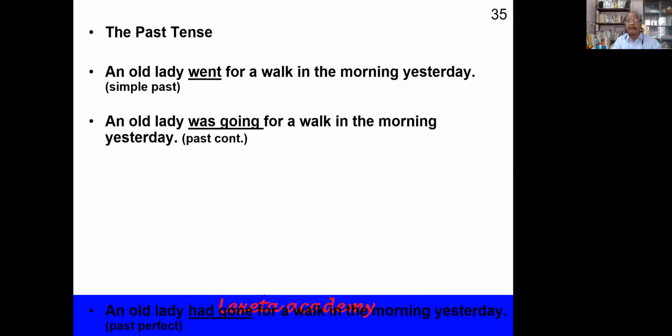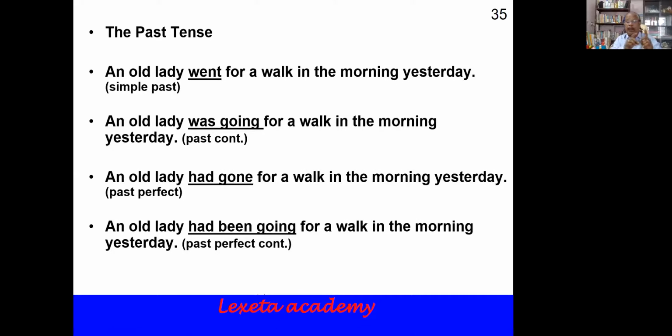Next, past tense. An old lady went for a walk in the morning yesterday. The negative: an old lady did not go. When will change into did not in the negative form. An old lady did not go for a walk in the morning yesterday.